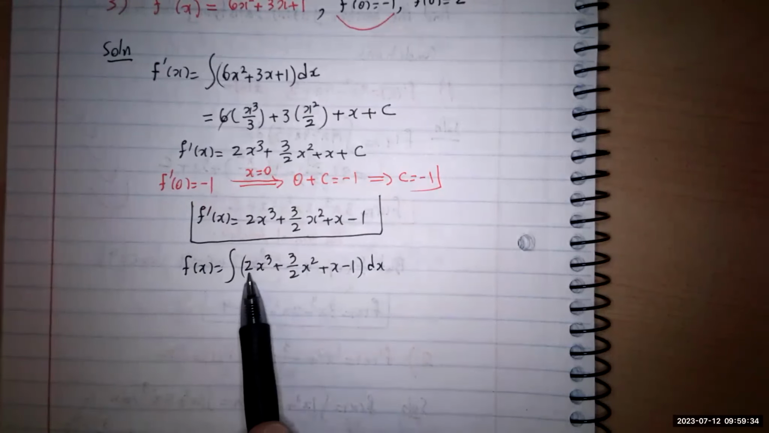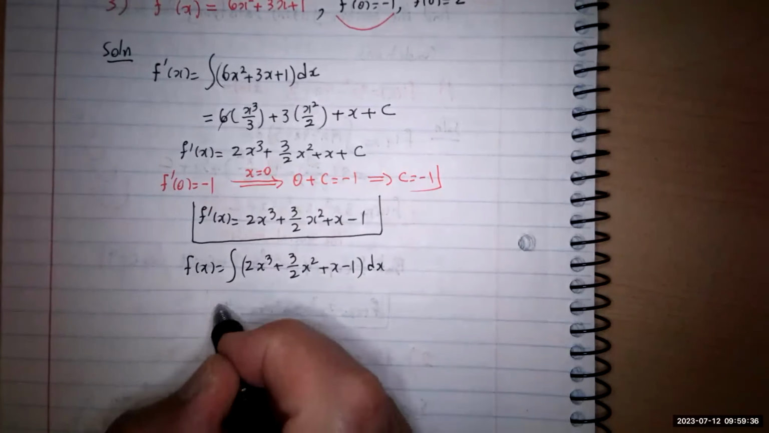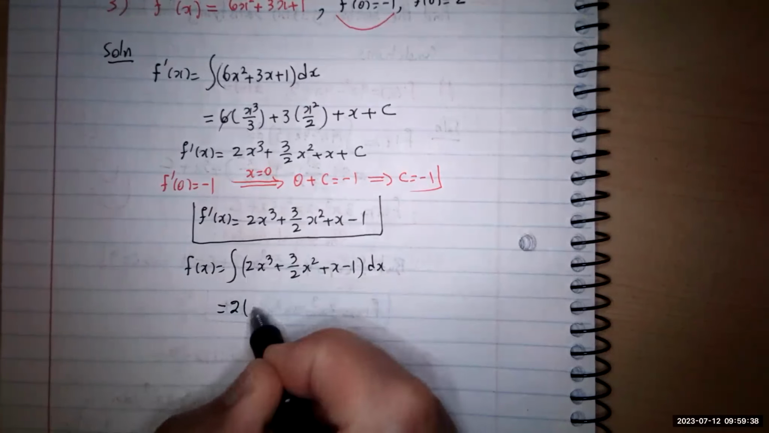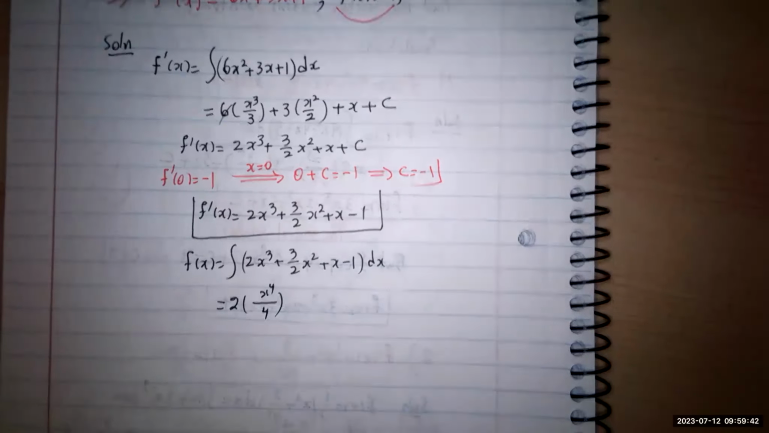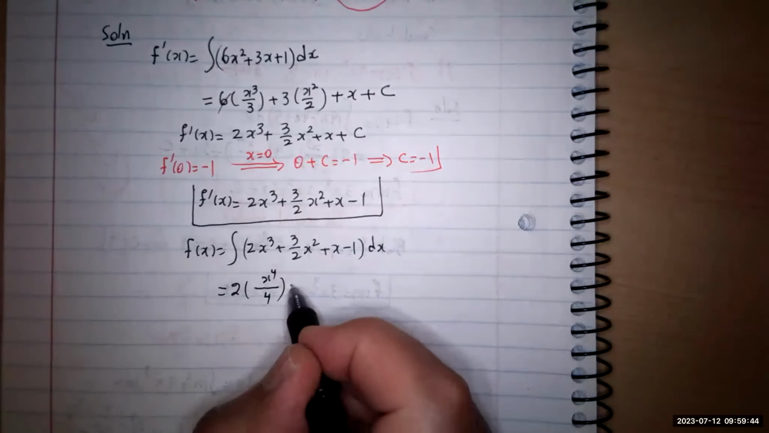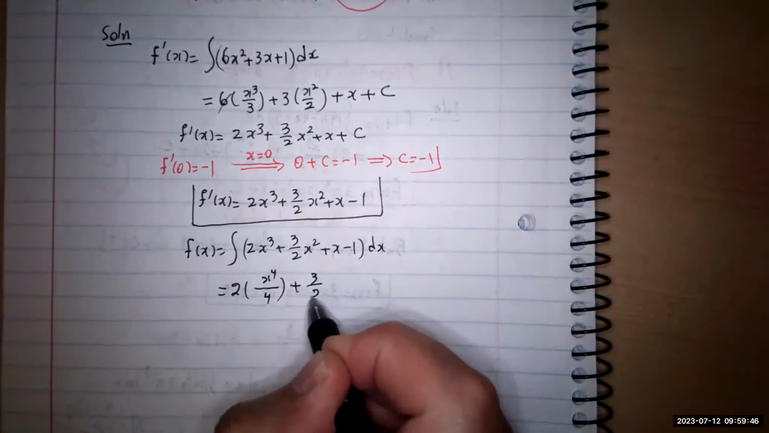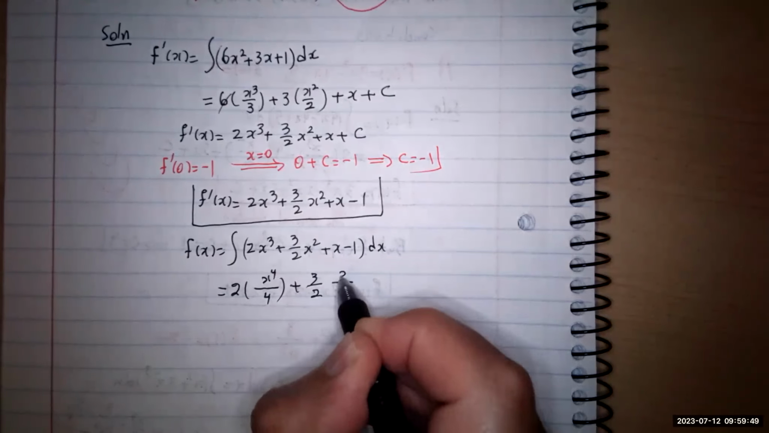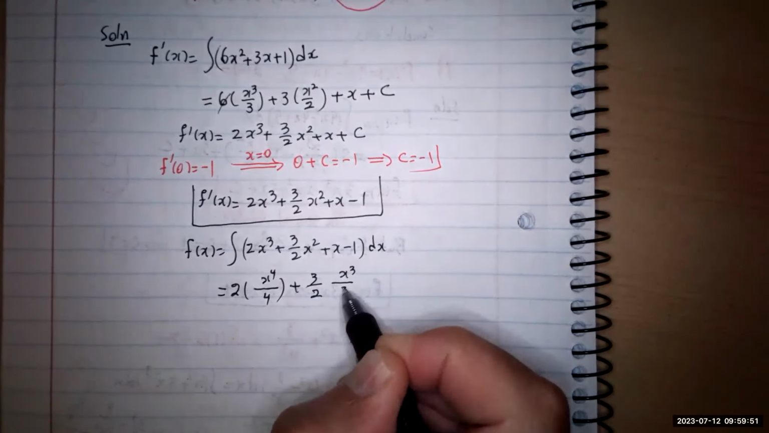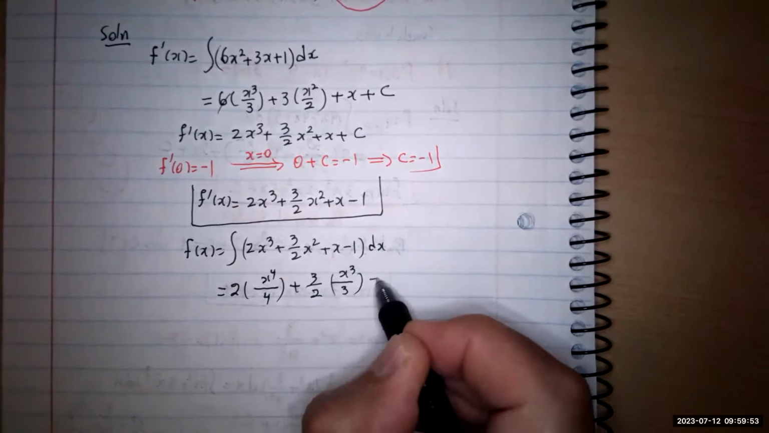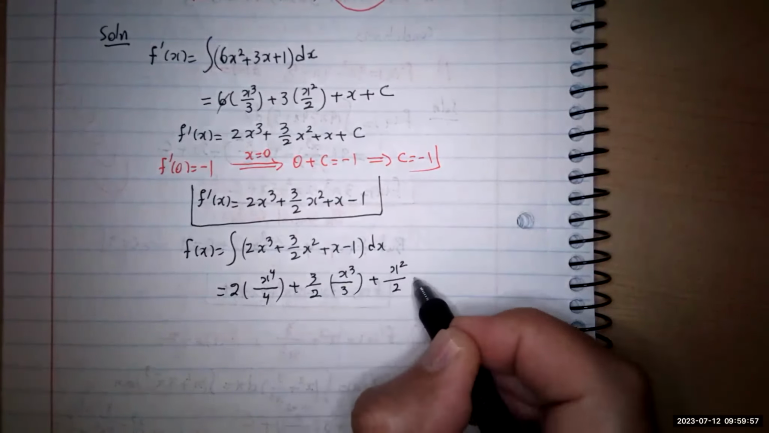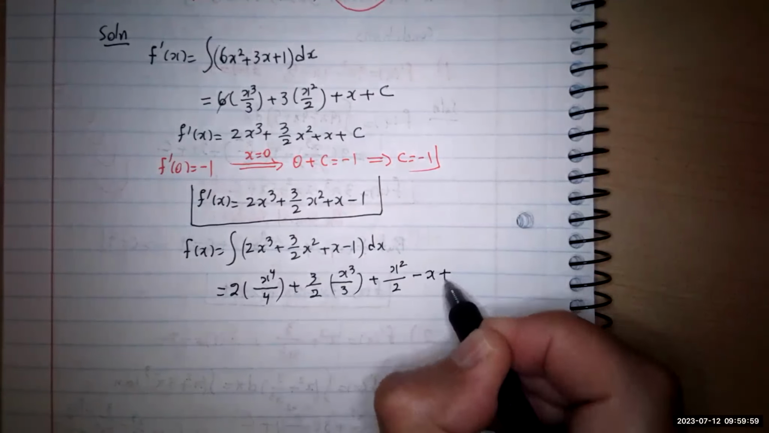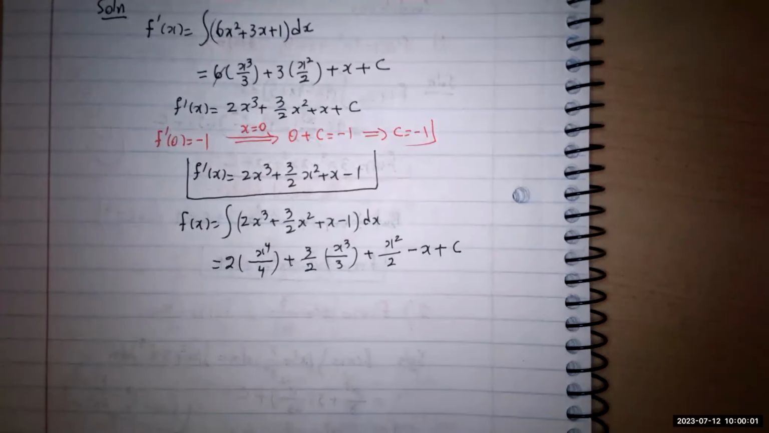Integrate, easy. 2 is a number. Increase the power, x to the 4th over 4. Plus 3/2 is a number. Increase the power, x cubed over 3. X, move up the power, x squared over 2. You know that the integral of 1 would be x plus again c. Anytime you integrate, you have to add the constant c.